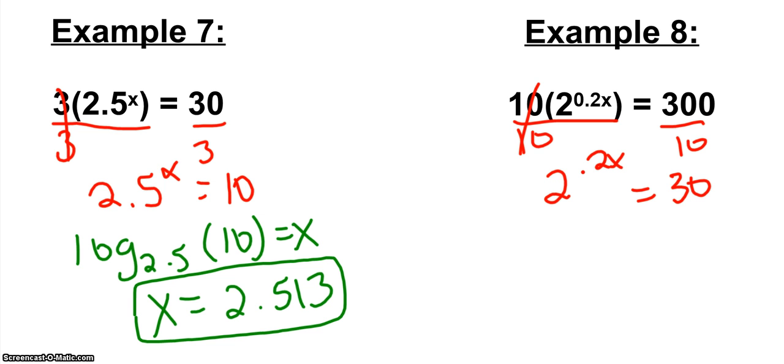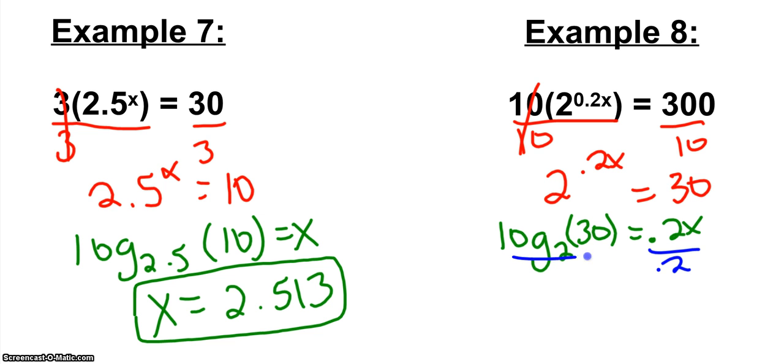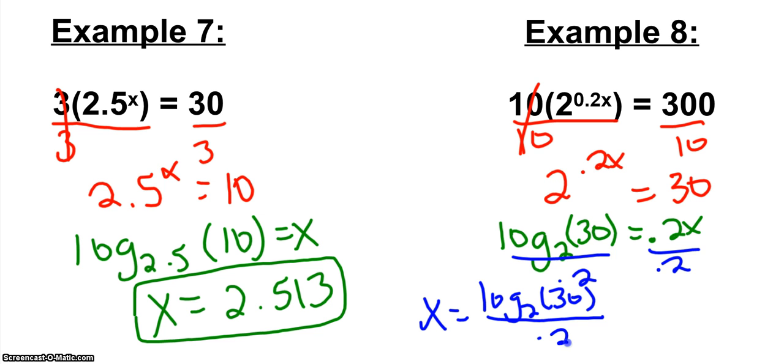Alright, second step is to convert to log form. So I have log base 2 of 30 is equal to, not x this time, it's 0.2x. Alright, and then we gotta solve for x. So the last step I need to do is divide by 0.2. So x is equal to log base 2 of 30 divided by 0.2.